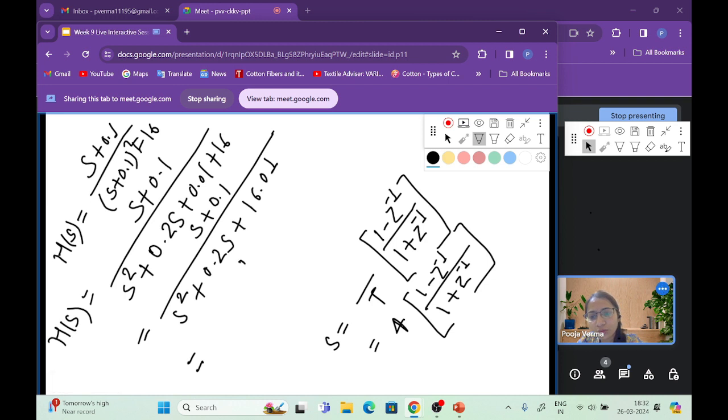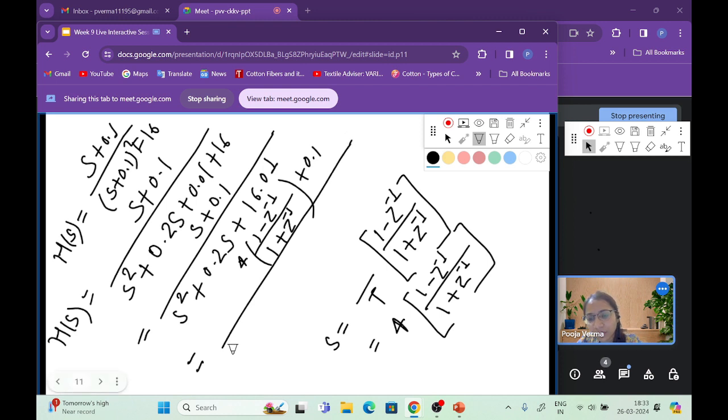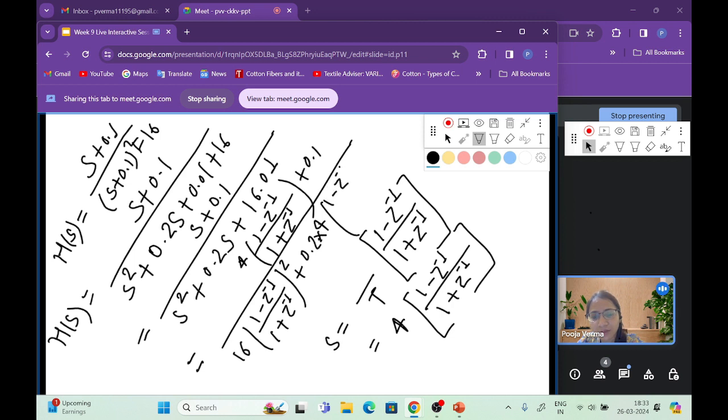Now put that s value into this equation in order to find out the z domain, or the digital domain. So 4, 1 minus z inverse divided by 1 plus z inverse, plus 0.1, divided by 16, which is a square, so I am squaring it here: 1 minus z inverse divided by 1 plus z inverse whole square, plus 0.2 into, in place of s we have to put that equation into 4, that is multiplied by 4, 1 minus z inverse divided by 1 plus z inverse, plus 16.01.